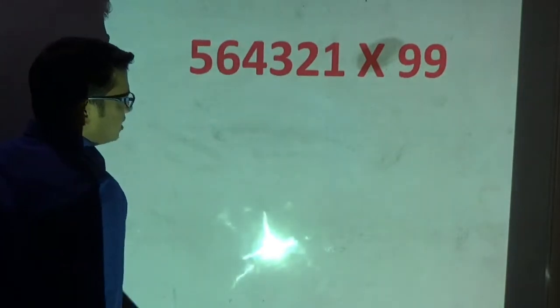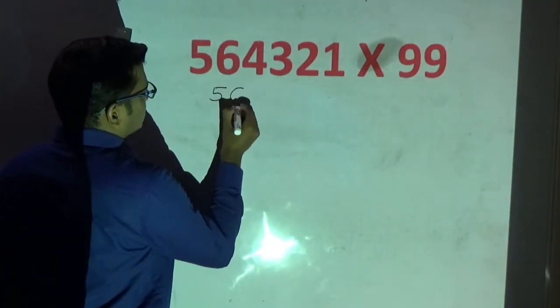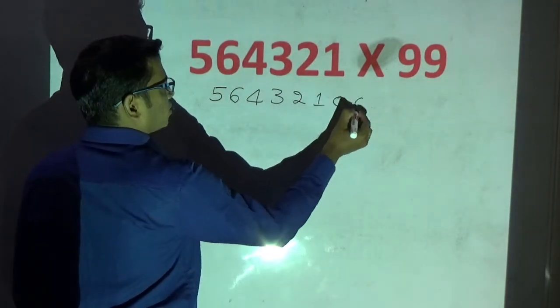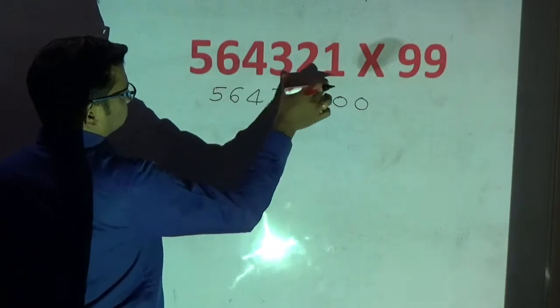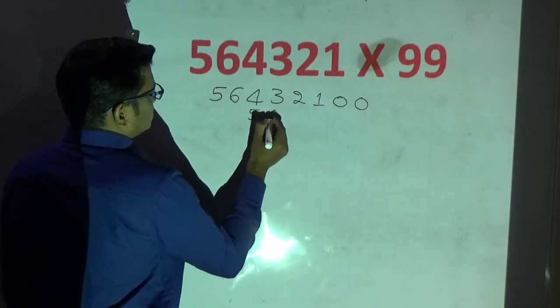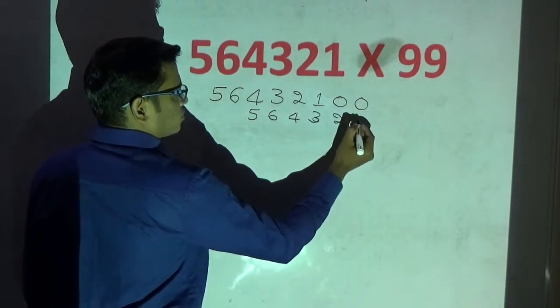I will apply my first method now. 19 is nothing but 100 minus 1. Therefore, 5, 6, 4, 3, 2, 1, double 0. Then you have to subtract the same from this. Okay. So this will be 5, 6, 4, 3, 2. This is 3, 2, 1.